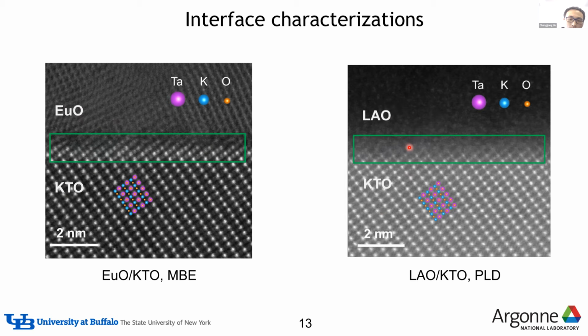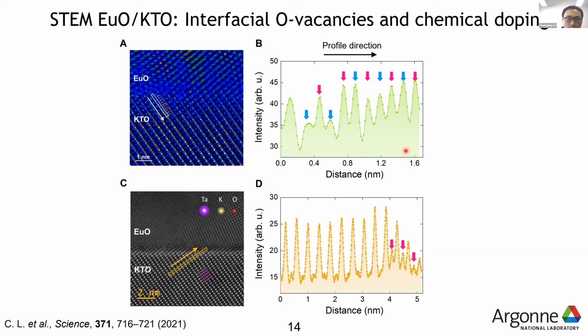In both cases, as I will show you in a bit, we can obtain a metallic interface. So we further studied the interfacial chemical compositions, and we found that in the interfacial region, indeed, there are oxygen vacancies. These are the STEM characterization images. The peak position in blue represents the oxygen. Near the interface, the oxygen has a lower intensity, meaning there are oxygen vacancies.